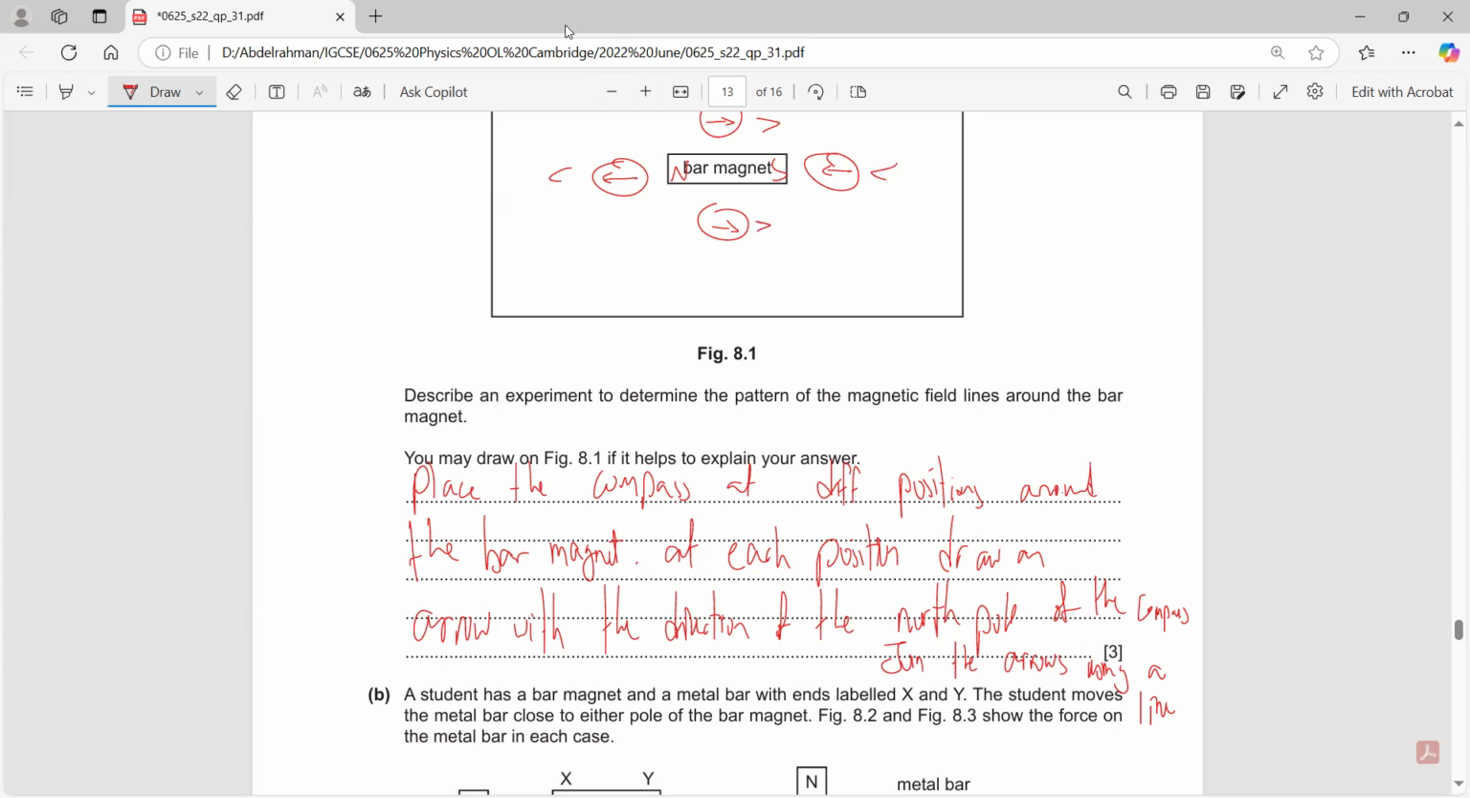Meaning, how can I join the lines? If you join the lines, you'd find it's going this way. Near the North Pole, it's moving outwards, and near the South Pole, it's moving inwards. Into the South Pole, out of the North Pole, from the North Pole to the South Pole.